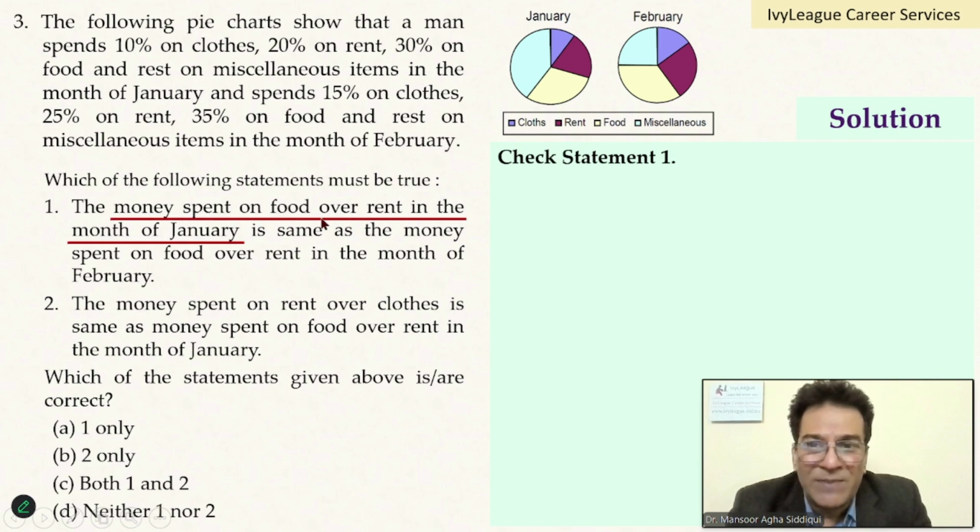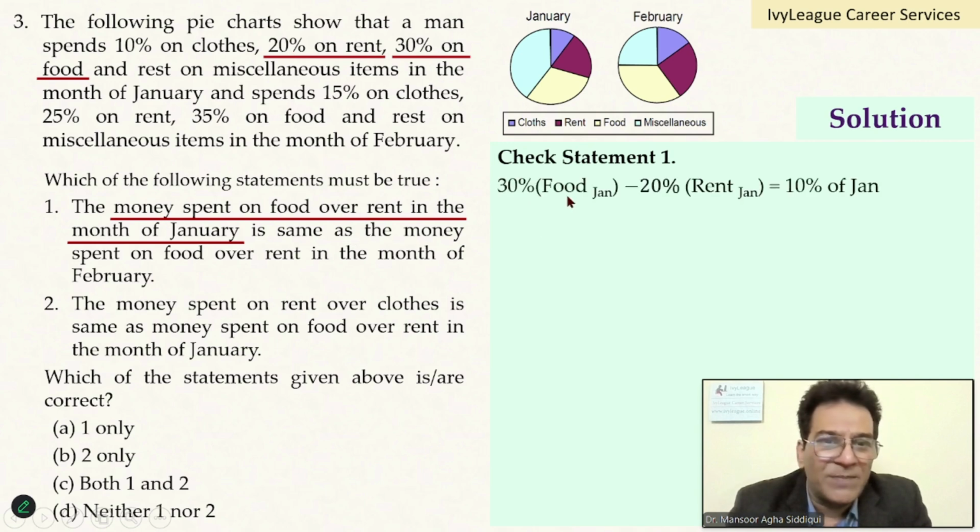So when it says money spent on food over rent in the month of January, that is already written here very clearly. 30% upon food, 20% upon rent. So difference of 30% and 20% is what it is talking about. As a result, this part is talking about 30%, which is money spent upon food, and 20%, which is spent upon rent. So 30% minus 20% gives you a 10%. So I end up getting a 10% as an answer here.